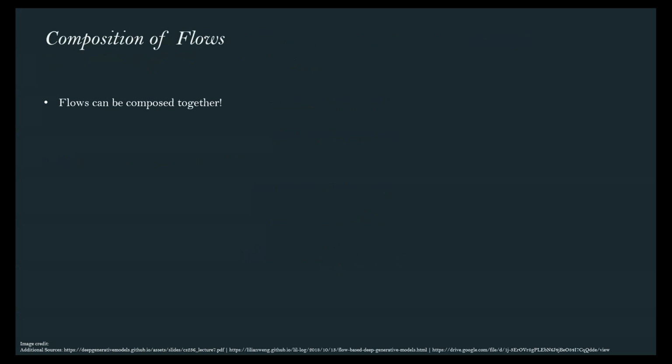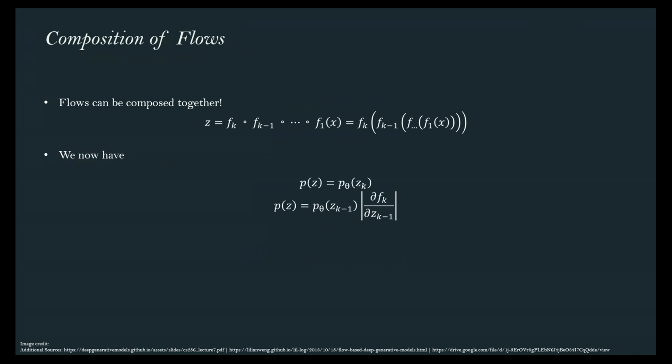So yeah. All right, let's talk about compositions of flows. We can compose flows together, right? So z doesn't just have to be f of x. We could have f_k composed with f_{k-1}, and we can go all the way out until we finally get down to f_1 of x. So let's say p_z is equal to p_theta of z_k. So it's sort of trivial. By the time you come out of the network, hopefully it should be p_z. So after the kth layer, it should be correct.